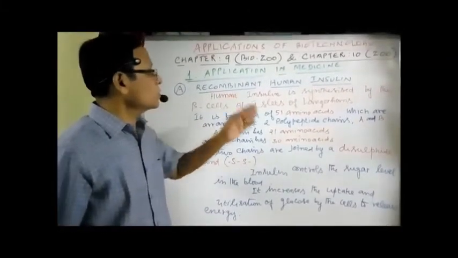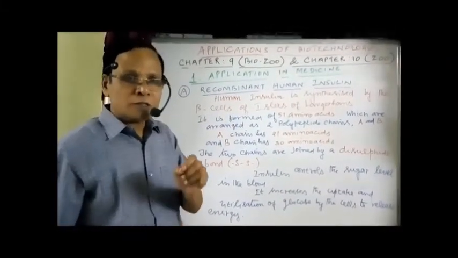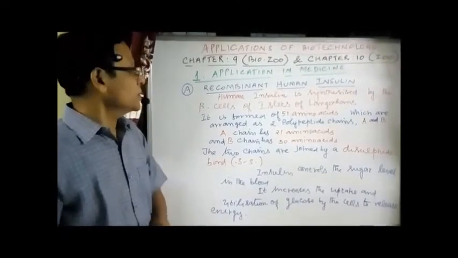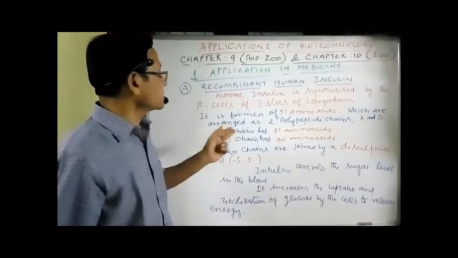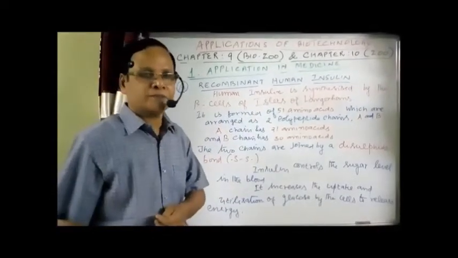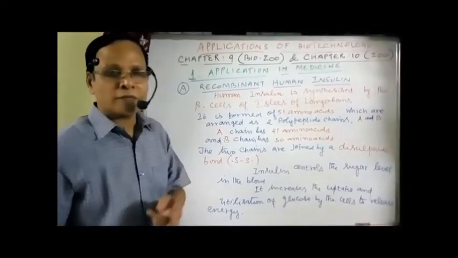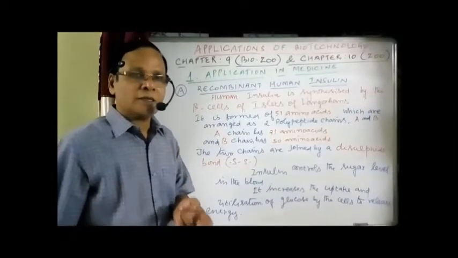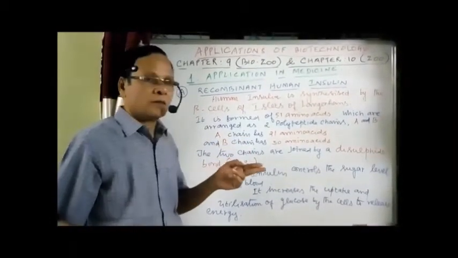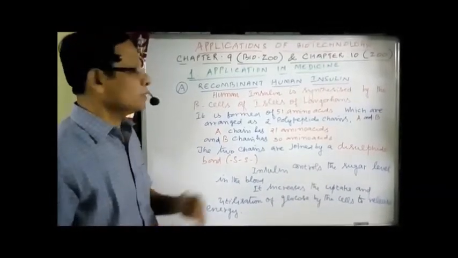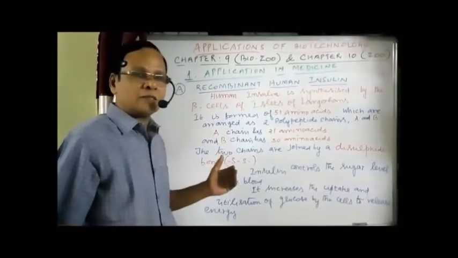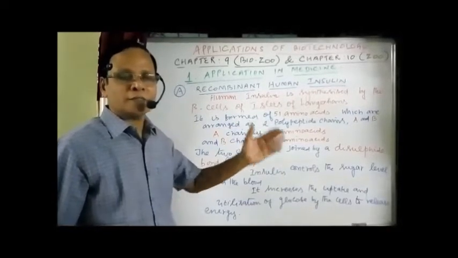what is the role of insulin and what is its chemical nature? Now, human insulin is synthesized by the beta cells of islets of Langerhans of the pancreas. You see that the pancreas is a heterocrine gland having islets of Langerhans as hormone secreting endocrine cells. Now, if you take the chemical nature, it is formed of 51 amino acids.